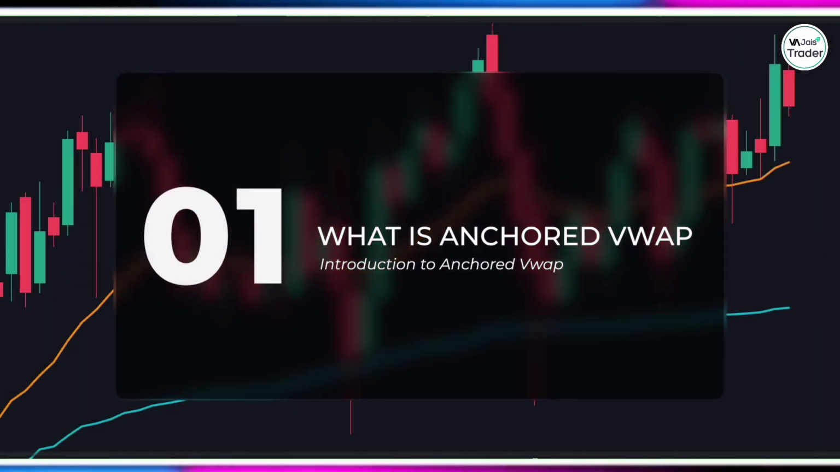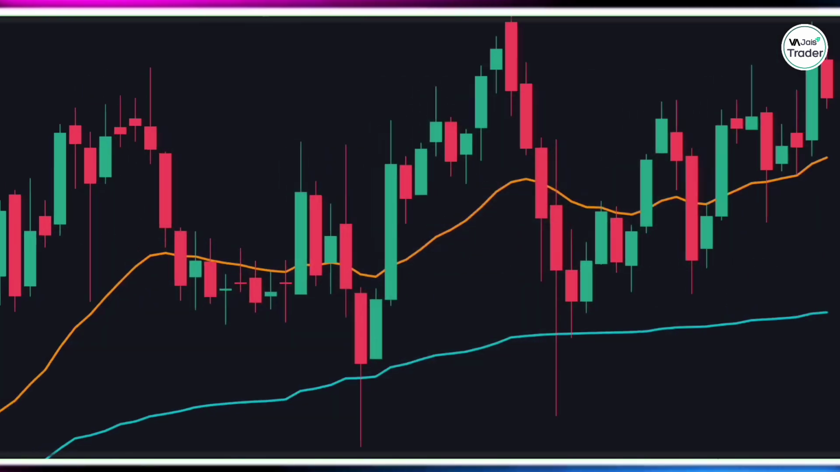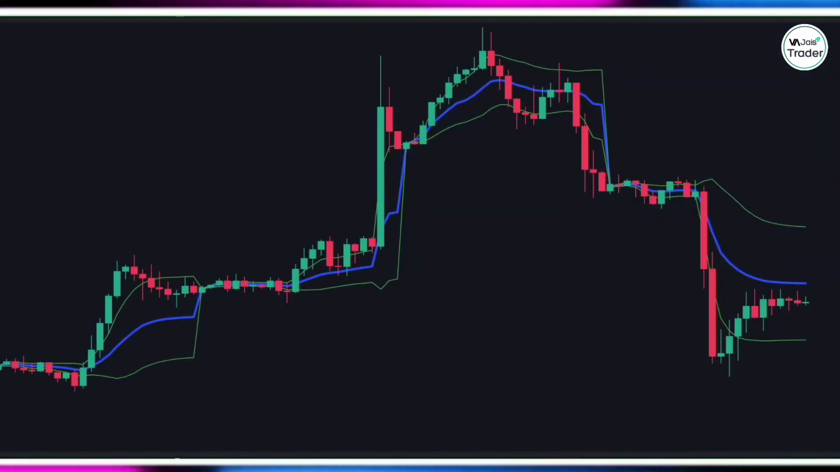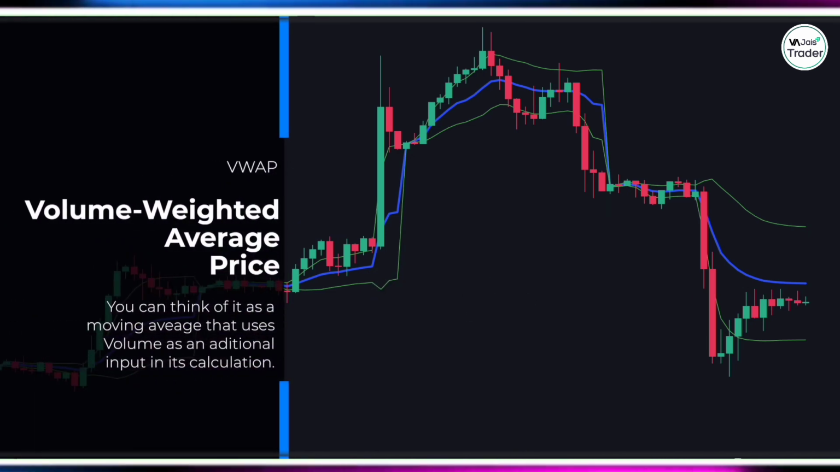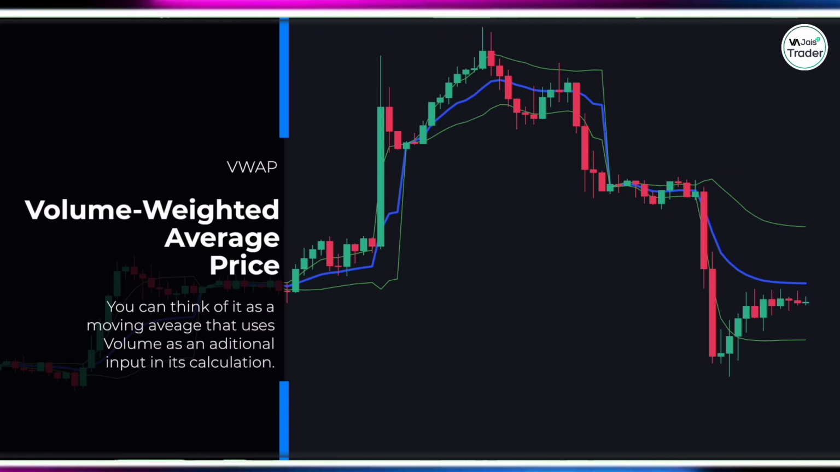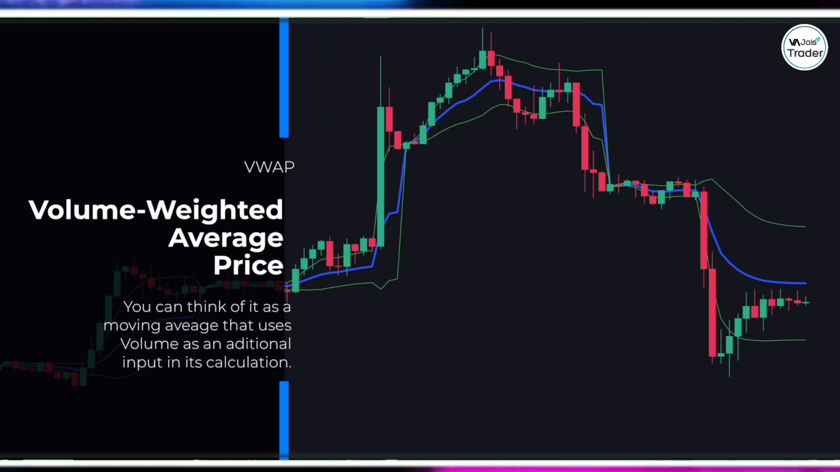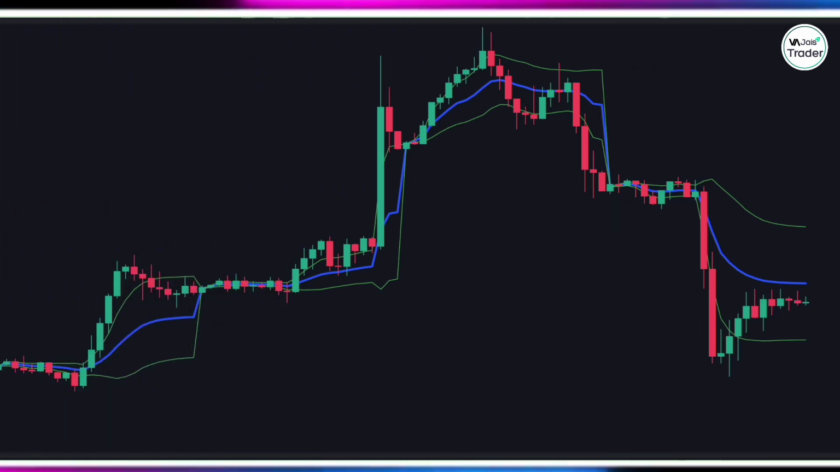Topic 1. What is Anchored Vwap? We are all familiar with the VWAP indicator. It is among the most powerful indicators, especially for day traders. Those who may not know, VWAP stands for Volume Weighted Average Price. You can think of it as a moving average that uses volume as an additional input to calculate the day's average price. VWAP shows us the perceived value of the asset for that day.